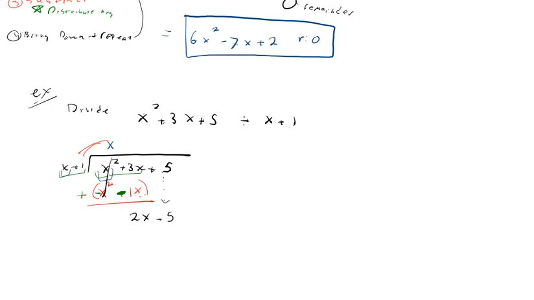So now I want to get my same thing. I repeat my process again. I look at this x. I see what do I multiply x by to make it into 2x? Well, I need a 2, right? I'm missing a 2. So plus 2. 2 times x is going to make this into a 2x. 2 times 1 is plus 2. And I subtract.